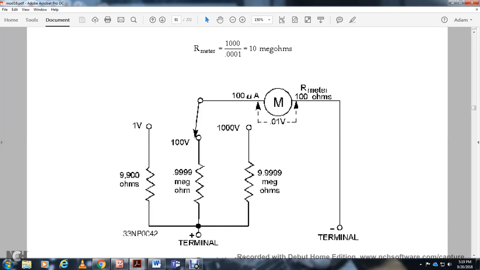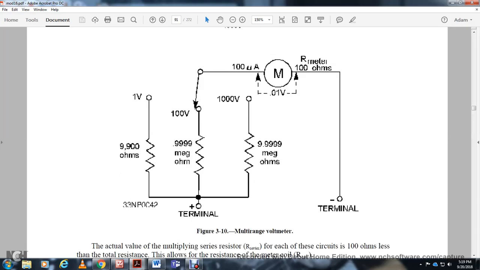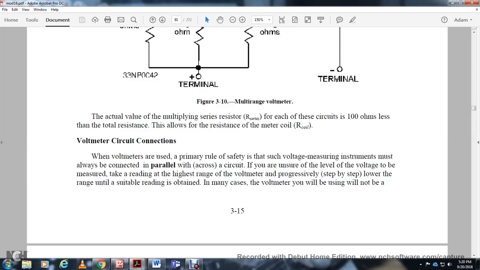You can see the meter of 100 microamps is 100 ohms, with the negative terminal and 1 volt. The actual values of the multiplying series resistors for each of these circuits are found with the 100 ohms left, and then the total resistance includes the resistance of the meter coil.